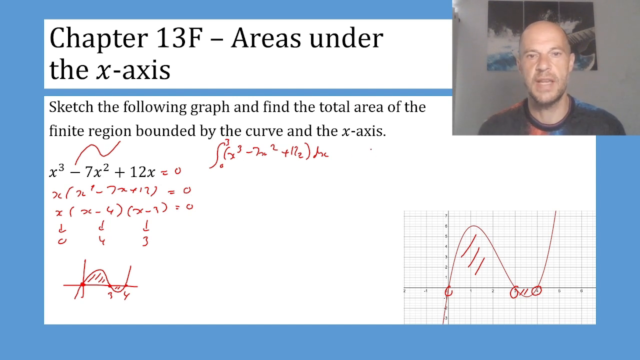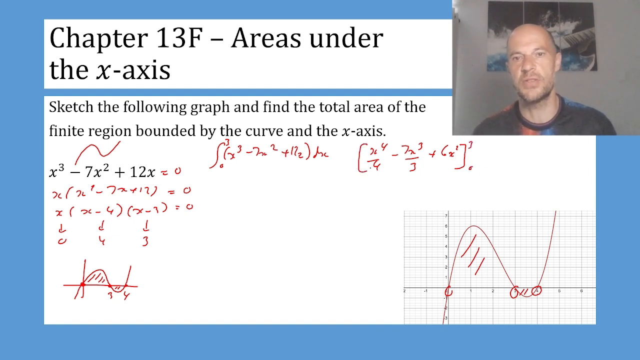So that is going to be x to the 4 over 4 minus 7x cubed over 3 plus 12x squared over 2, so that's plus 6x squared. Okay, and that will be between 3 and 0. Now the good news is actually when I put 0 through this, I'm going to just be taking away 0. So that's one bracket sorted already. So actually not quite as bad as you think. So let's run 3 through this equation.